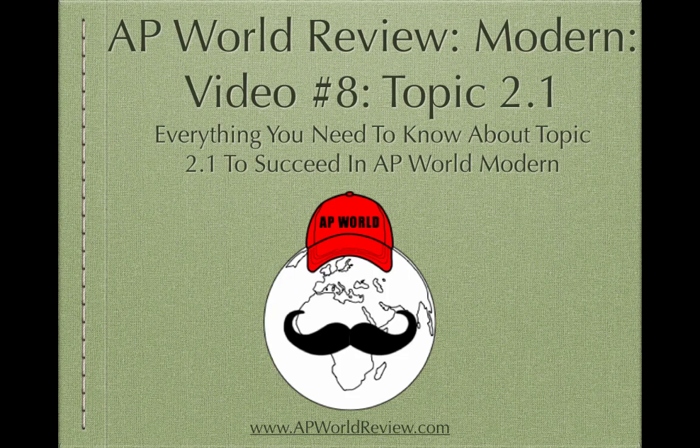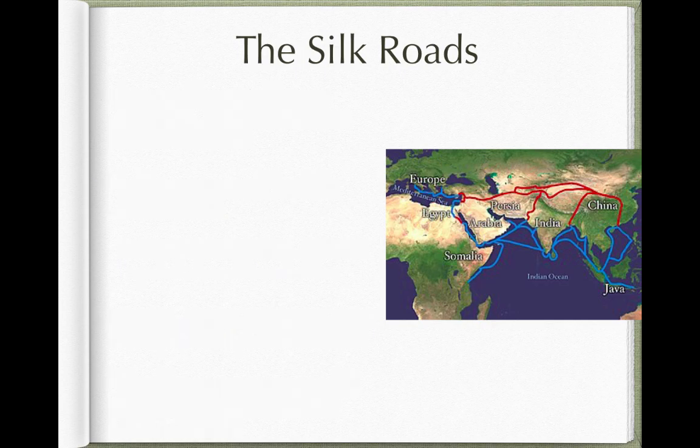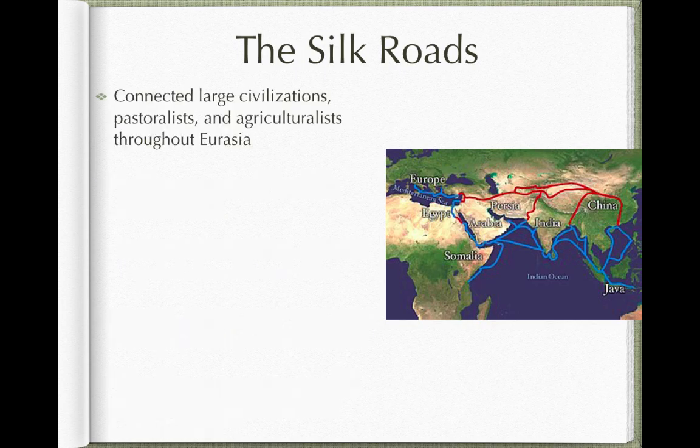I'm back with video number 8, the first of Unit 2. This one is on topic 2.1, an oh so important topic, the Silk Road. So let's get started. All right, so the Silk Roads connected large civilizations, pastoralists, who are people who have animals and move from place to place for grazing for the animals, and agriculturalists throughout Eurasia. And you can see a picture of the Silk Roads in red on this map.